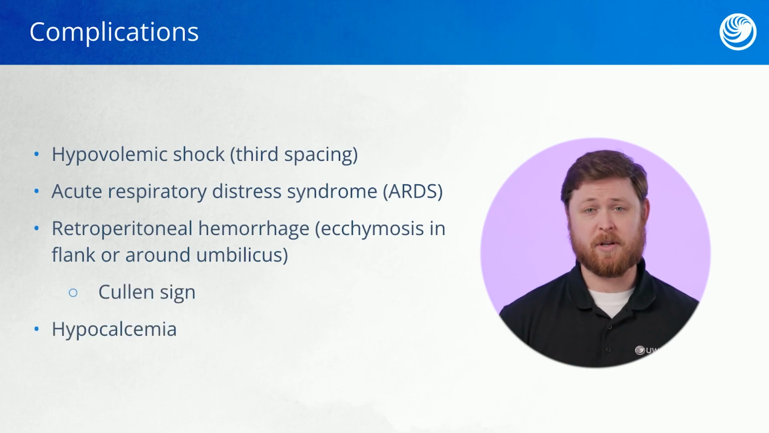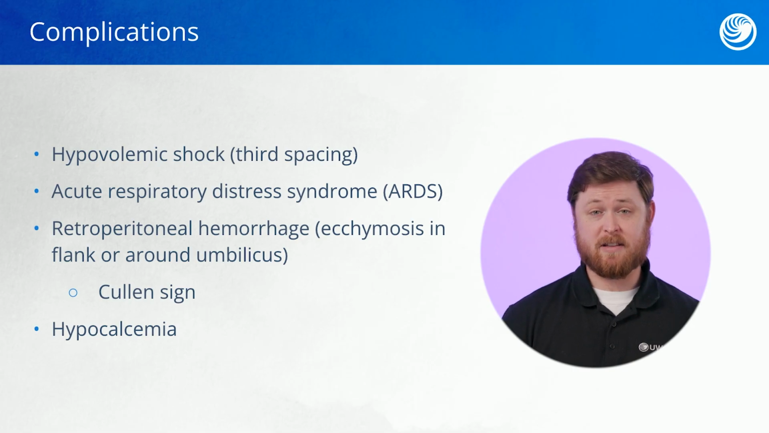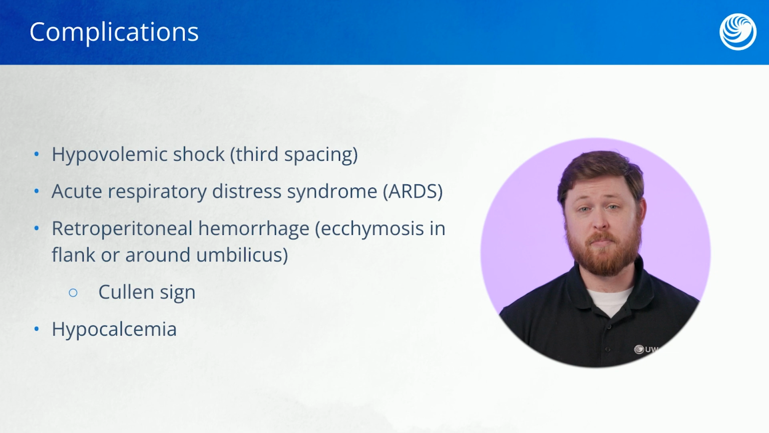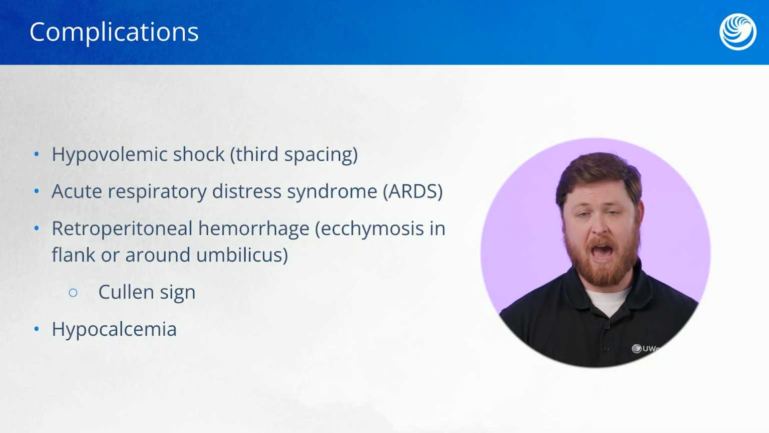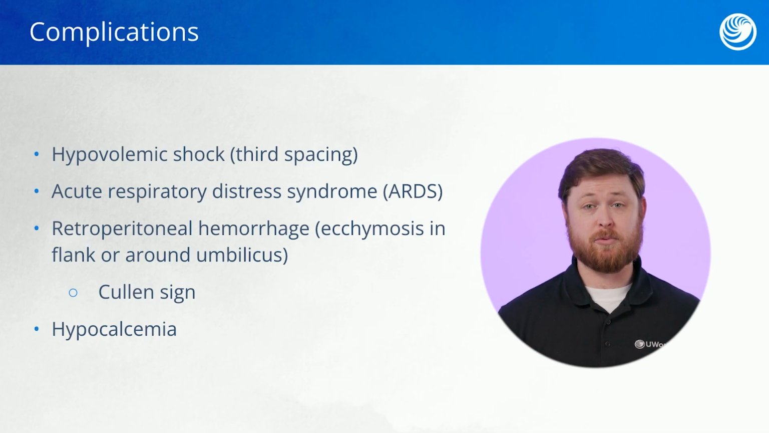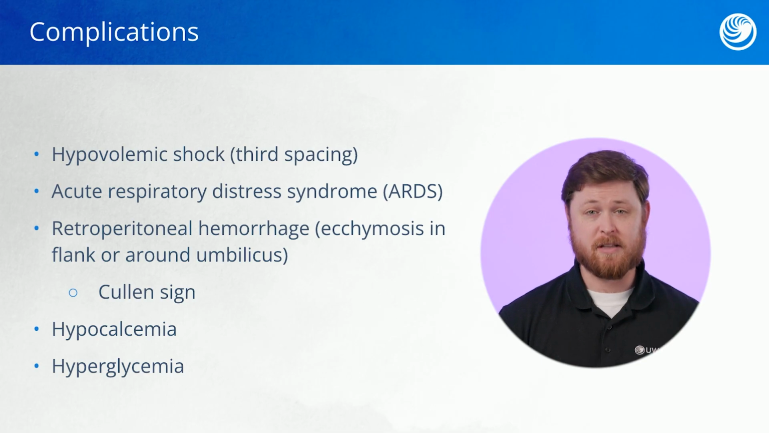Hypocalcemia is another complication that can occur. As the fat that has been stored within the pancreas becomes digested, it becomes available to bind with free calcium in the body, which can lower our calcium levels and lead to manifestations of hypocalcemia, such as Chvostek's sign or Trousseau's sign. Lastly, it's important to note that because we have these beta cells within the pancreas which release insulin, if those beta cells have become damaged significantly, we can develop hyperglycemia.